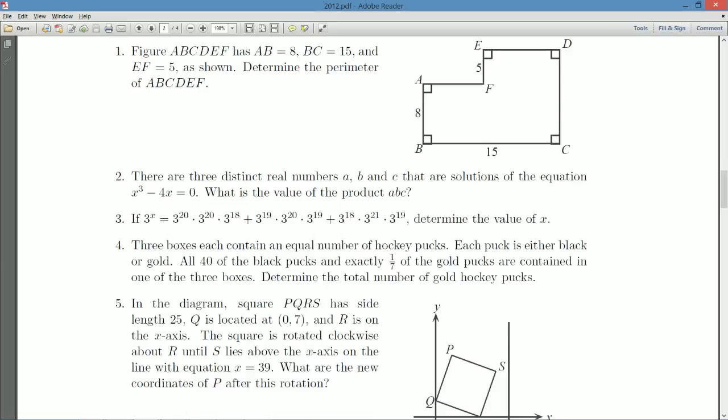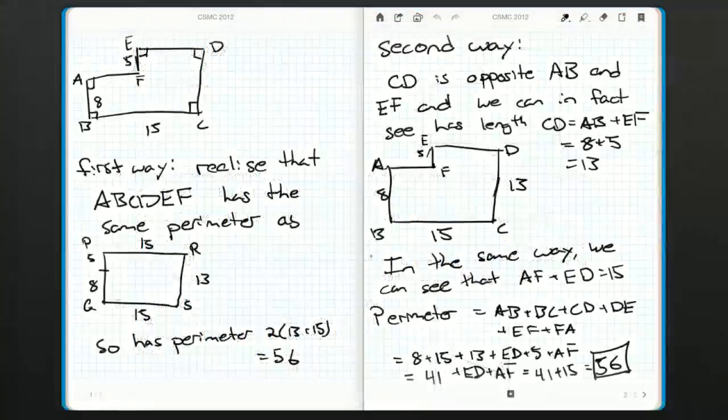So, question number 2. There are 3 distinct real numbers, a, b, and c, that are solutions to the equation x cubed minus 4x equals 0. What is the value of the product a, b, c? Okay, straightforward enough. So what we should likely do is factor this polynomial, find its roots, and multiply them together. Seems pretty simple. Let's get ourselves a brand new piece of paper.